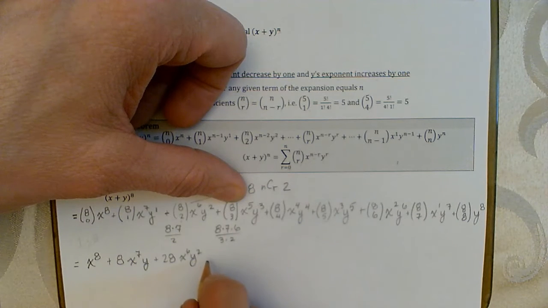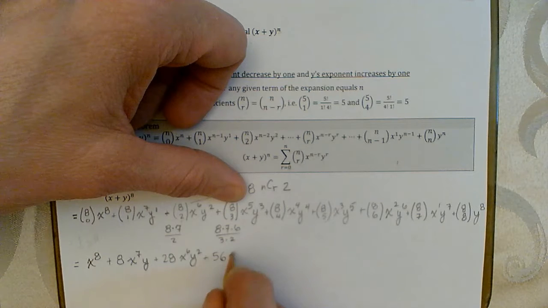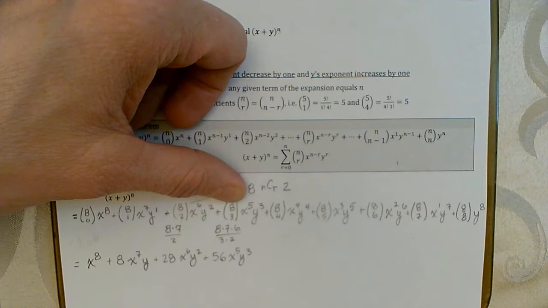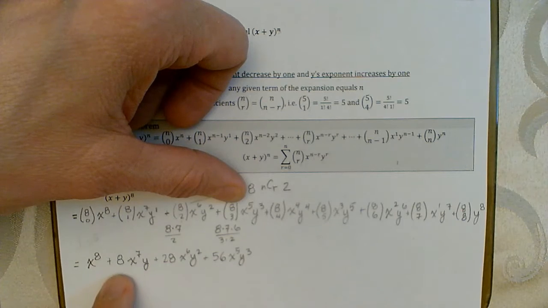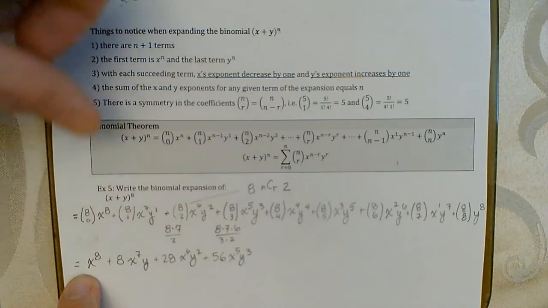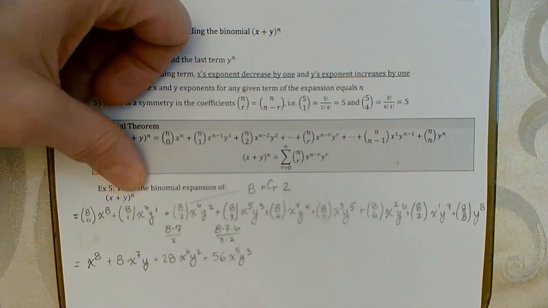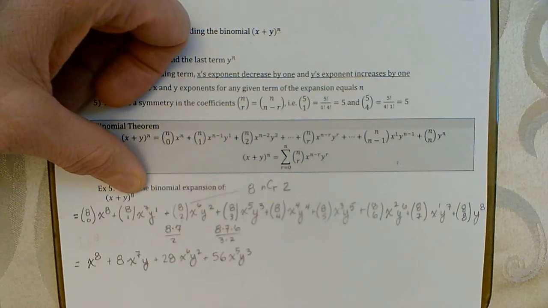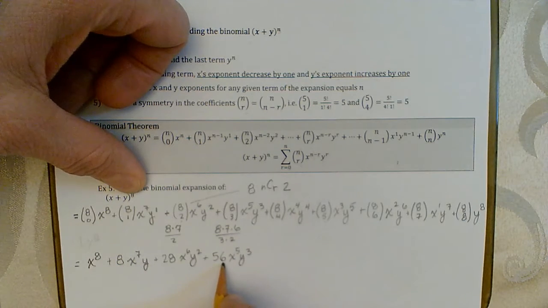That simplifies down to 56. 56 x to the 5th y cubed. Okay? And again, we could get these numbers from Pascal's triangle, and in this case, because it's 8, we probably had that. If you look on the other page, you probably have that written out down to the 8th row. So you could just get these numbers from Pascal's triangle as well.